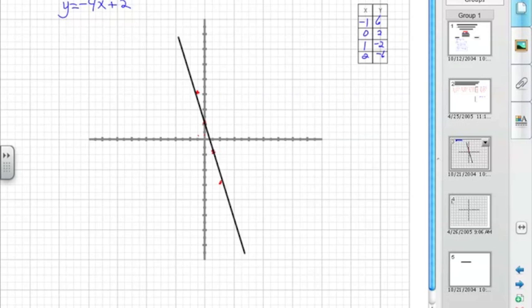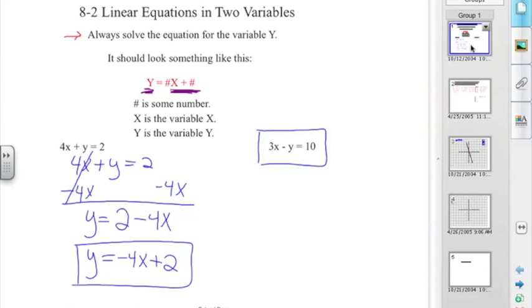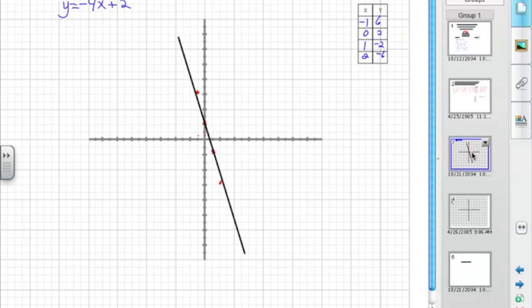I'm going to go back to the first slide for a second. We have 8-2, linear equations in two variables. This y equals negative 4x plus 2 is a linear equation in two variables. It is an equation that makes a line. So all of your work in this chapter from now on is going to make lines, straight lines.